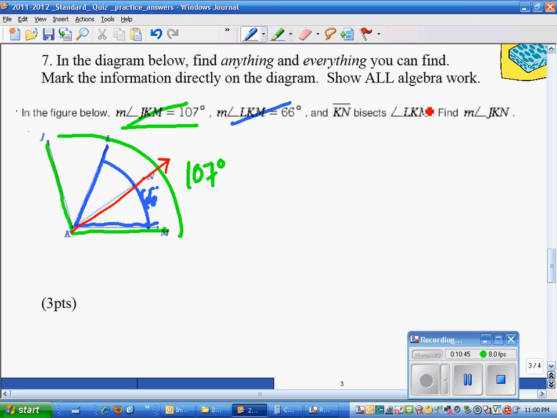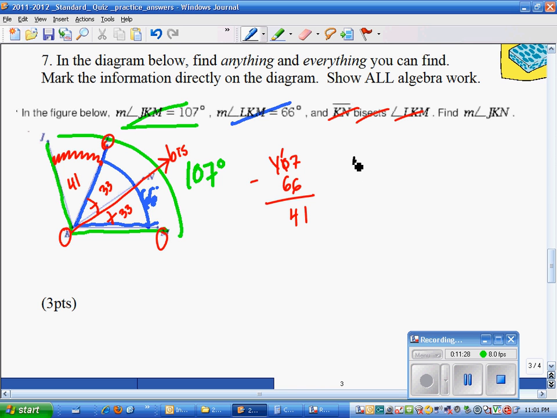Find everything and anything that you can find. Let's start with the bisector. Of course, you can take 66. It's cut in half, so this is 33, 33. And if the whole thing equals 107, this right here is simply going to be 107 minus 66. Of course, that's 41. So we have here the measure of angle JKL equals 41. The measure of angle LKN equals 33. The measure of angle NKM is also 33. And we have found everything possible.